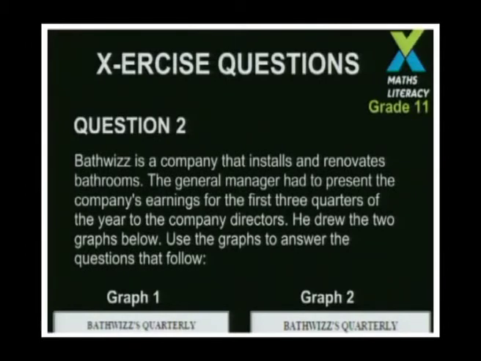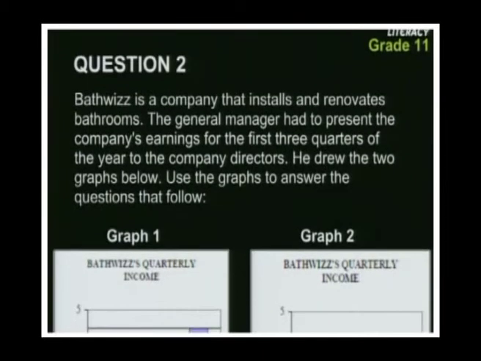Let's have a look now at question 2. Question 2 is all about a company that wants to show how it is growing and what its earnings are. So it says over here, Bathwiz is a company that installs and renovates bathrooms. The general manager had to present the company's earning for the first 3 quarters of the year to the company's directors. He drew the 2 graphs below. Use these graphs to answer the questions as follows.